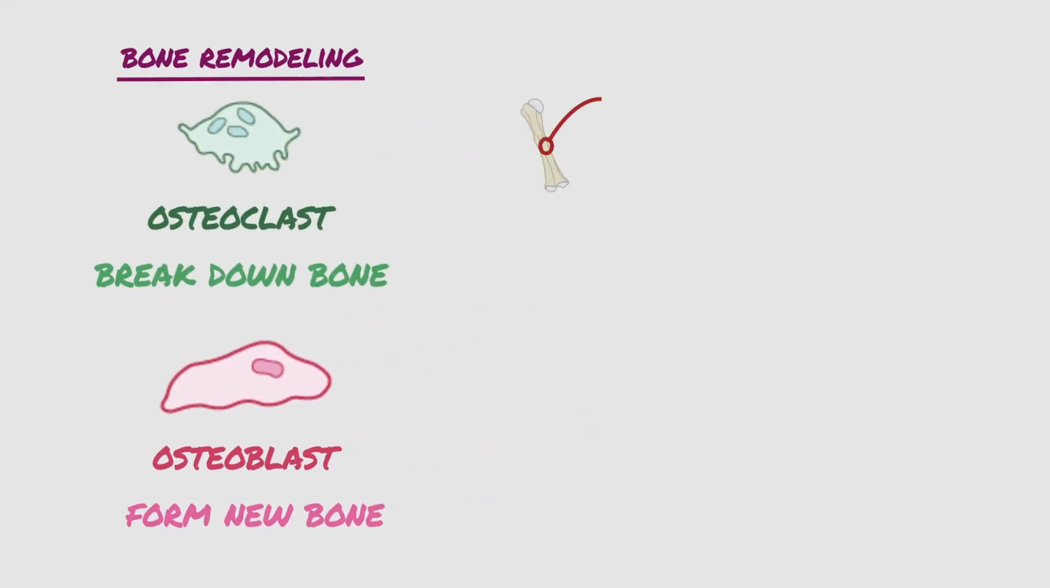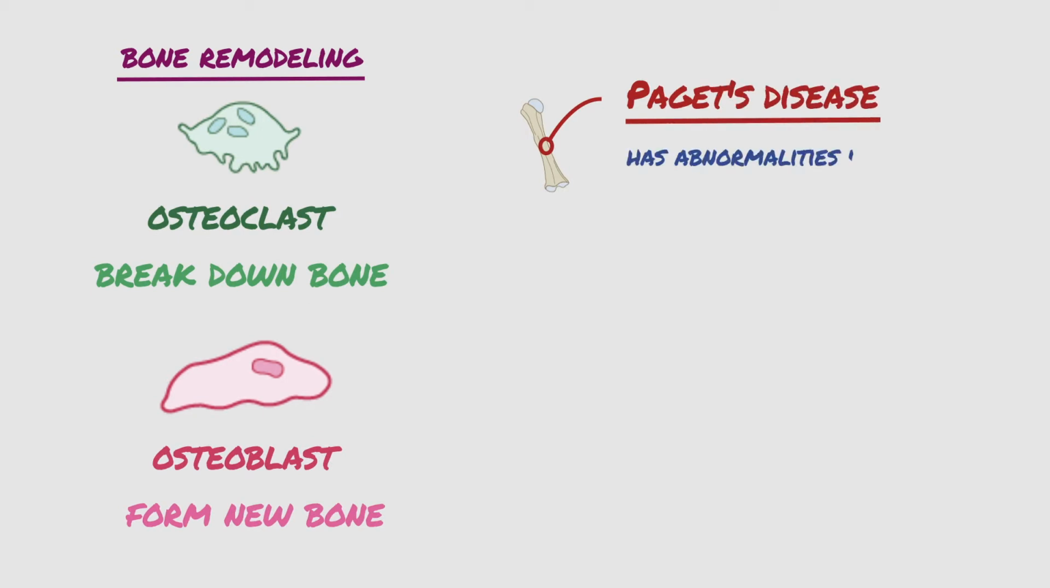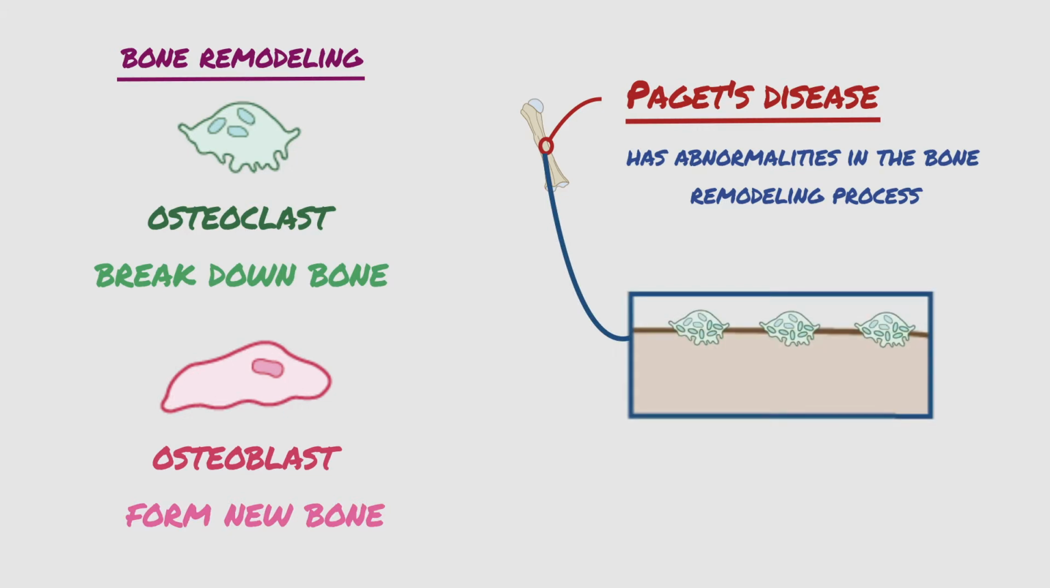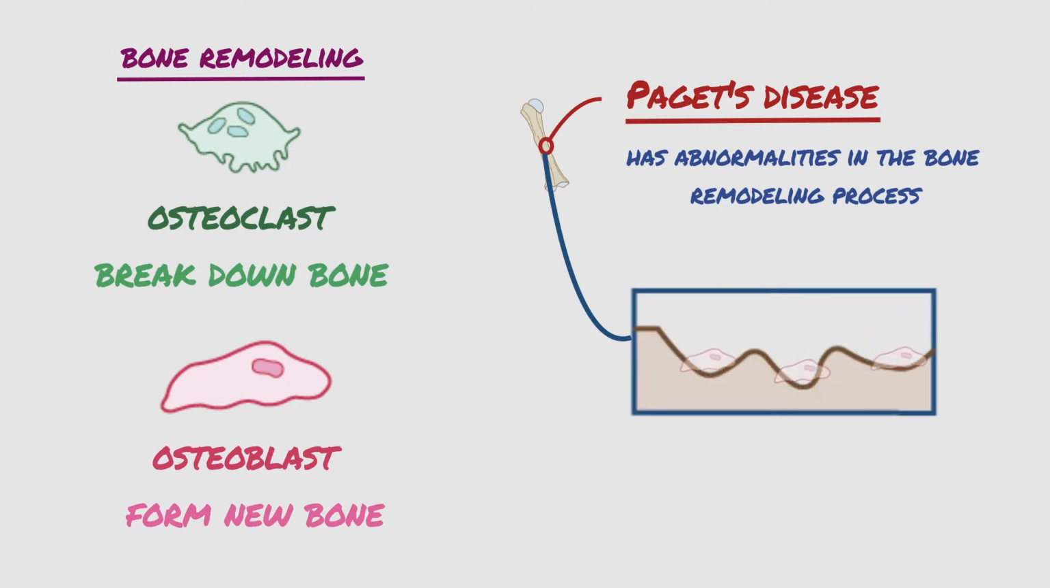However, a bone with Paget's disease has abnormalities in the bone remodeling process. In a bone with Paget's disease, osteoclasts first cause a high degree of bone resorption. Then the osteoblasts try to keep up by making new bone, but they overreact and make excess bone that is abnormally large and deformed. The exact cause of Paget's disease is unknown.